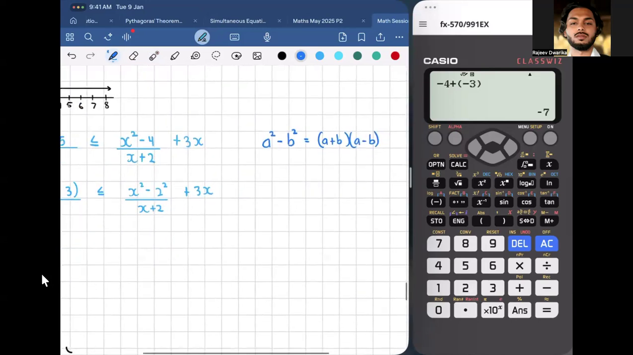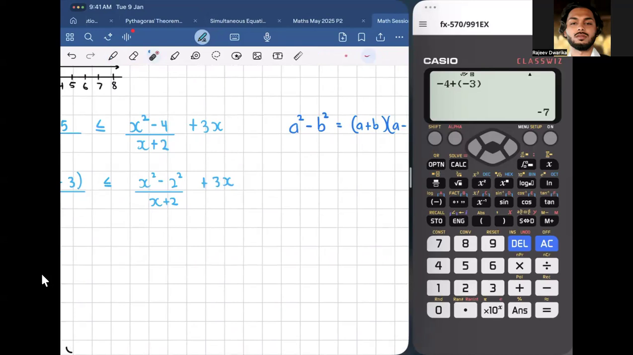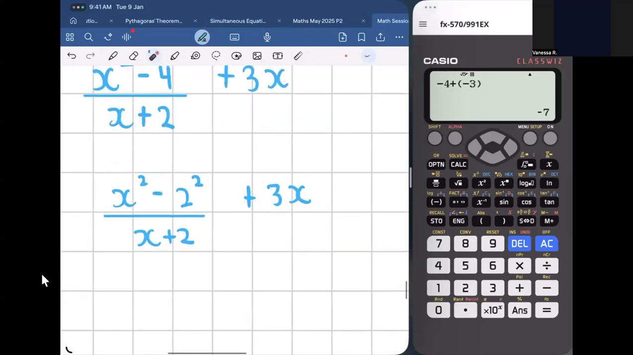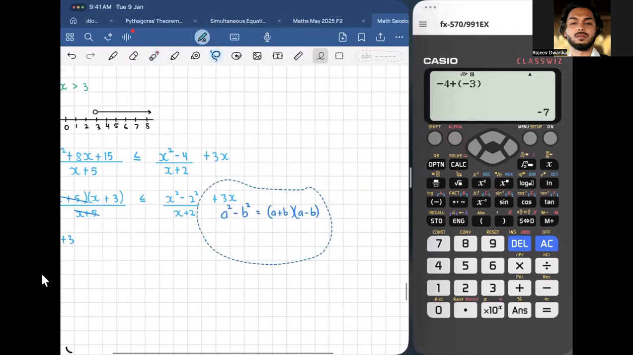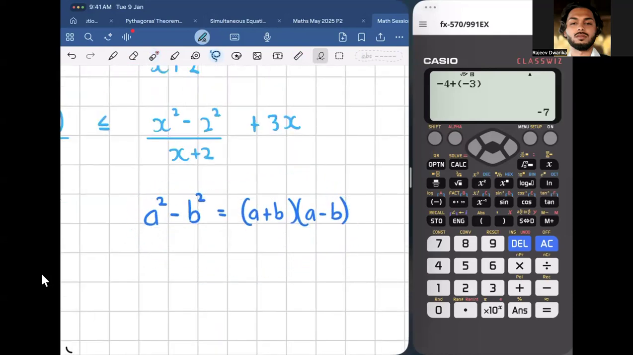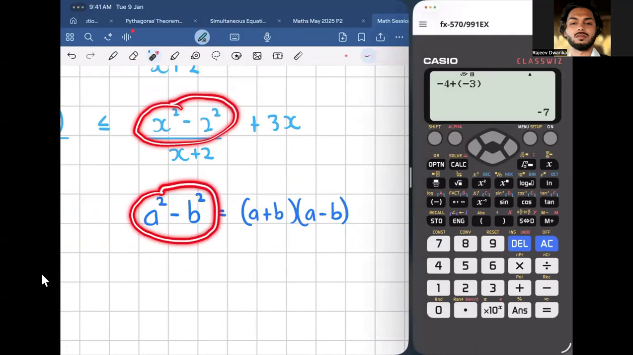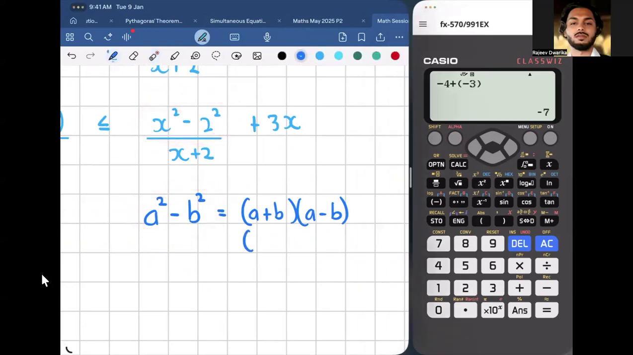So you notice that she would have told me to write 4 as 2 squared, and she didn't tell me that for no reason. Now we have a difference of what? We have x squared and we have 2 squared. So this is a difference of 2 squares. Check this out. If you're comparing this to this, what takes the place of the A? X. And what takes the place of the B? 2. So how would I factorize that?